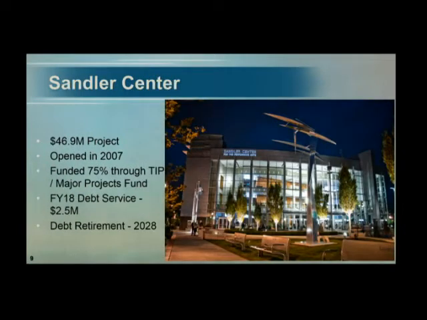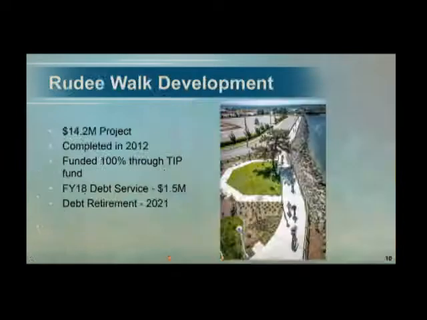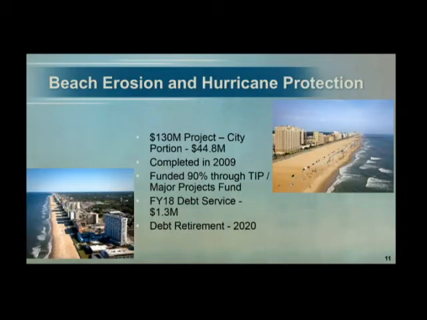Sandler Center opened 2007. It's 10th year anniversary coming up. Debt service is about $2.5 million right now, and that should be paid off in 2028. Rudee Walk-through the TIP, $1.5 million, and that will be retired in 2021, just a few more years. Beach erosion and hurricane, that was a $130 million project or more, and the city's portion was 44.8. It's long been completed, and that will be retired in 2020.